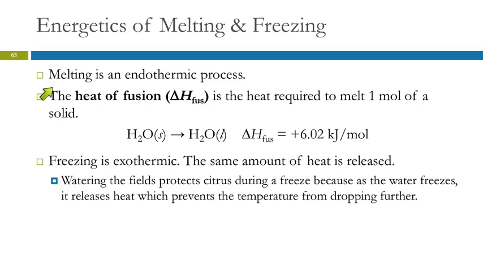So melting is an endothermic process. We understand that. How do you get ice to melt? You put heat into it, right? Well, how much heat do you need? Heat of fusion, delta H fus. Heat of fusion is the heat required to melt 1 mole of the solid. So we can write a chemical equation, H2O(s) to H2O(l), and the heat for that reaction will be the heat of fusion. So it's positive 6.02 kilojoules per mole.